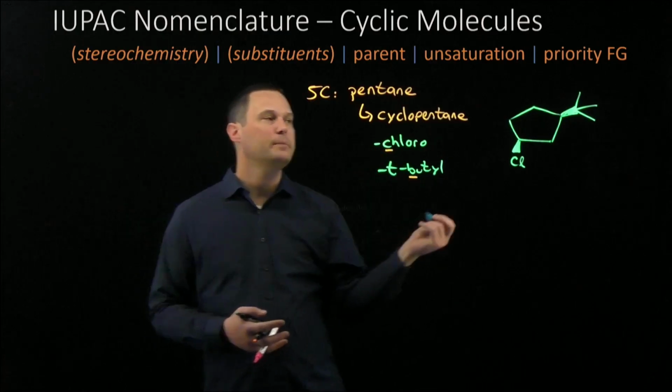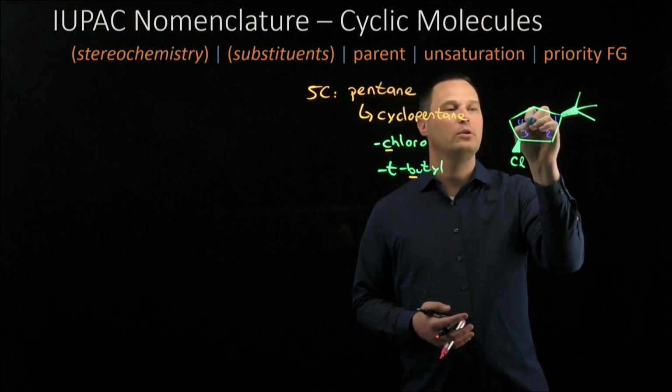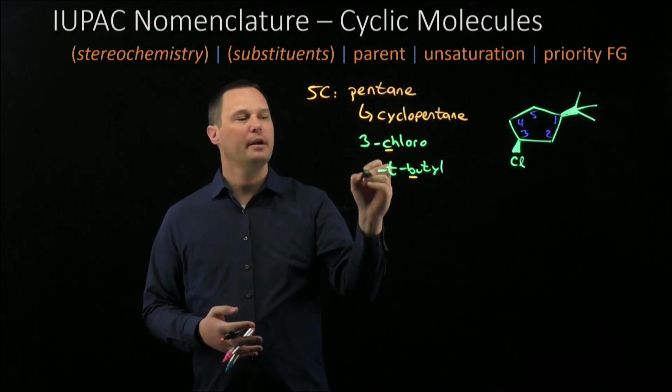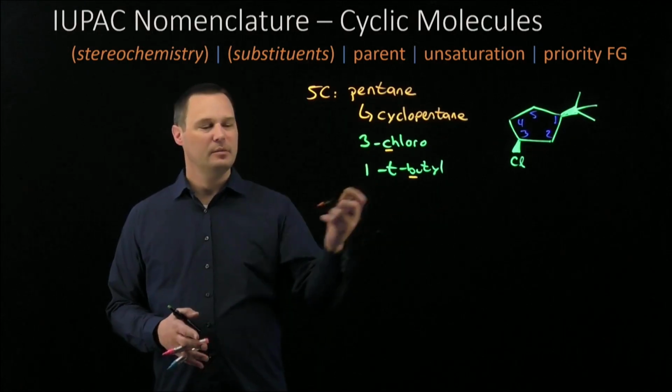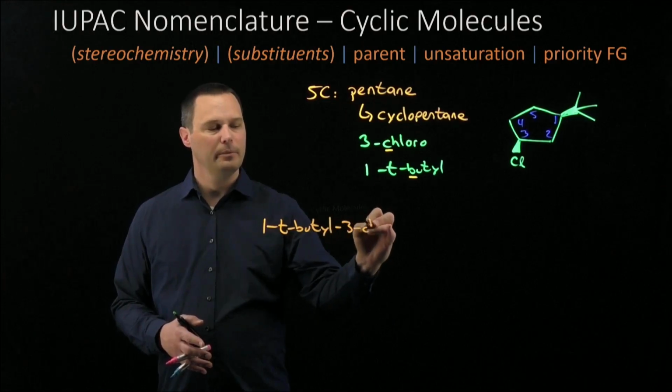B comes before C, so when we number this molecule, we'll give the t-butyl group number 1, and we'll number around to give the chloro group the next lowest possible number, and that will be carbon number 3. So the chloro group will be at carbon number 3, and the t-butyl group will be at carbon number 1. Now we're ready to build the name. The t-butyl group alphabetically comes first, so we'll start with 1-t-butyl, 3-chloro, cyclopentane.